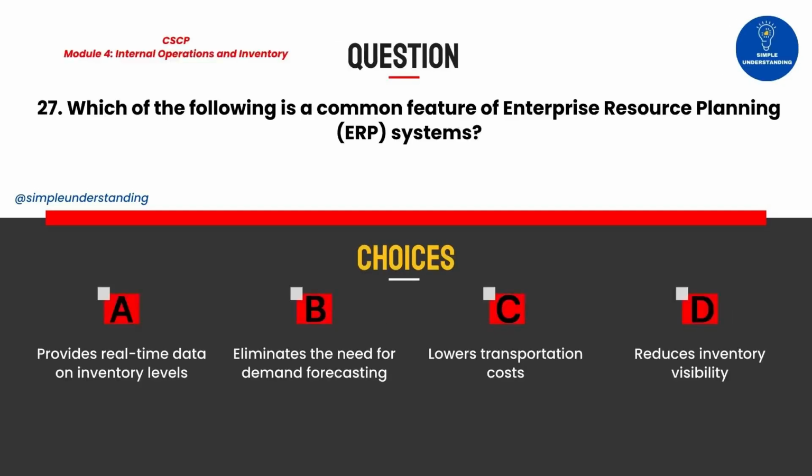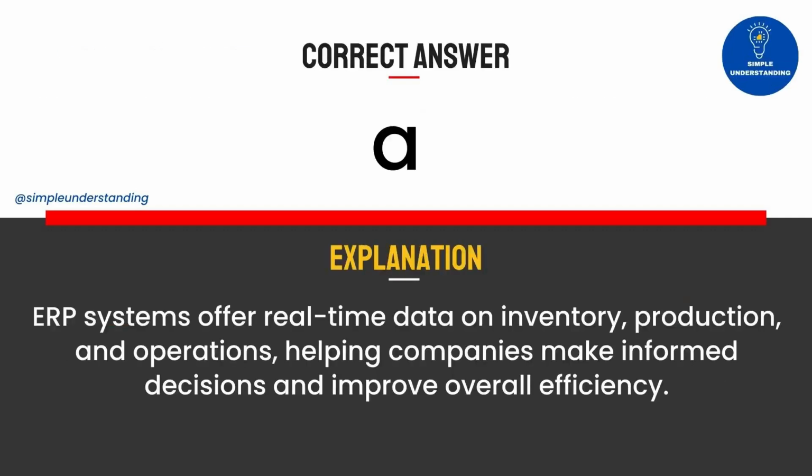27. Which of the following is a common feature of enterprise resource planning, ERP, systems? A. Provides real-time data on inventory levels. B. Eliminates the need for demand forecasting. C. Lowers transportation costs. D. Reduces inventory visibility. Correct answer: A. Explanation: ERP systems offer real-time data on inventory, production, and operations, helping companies make informed decisions and improve overall efficiency.